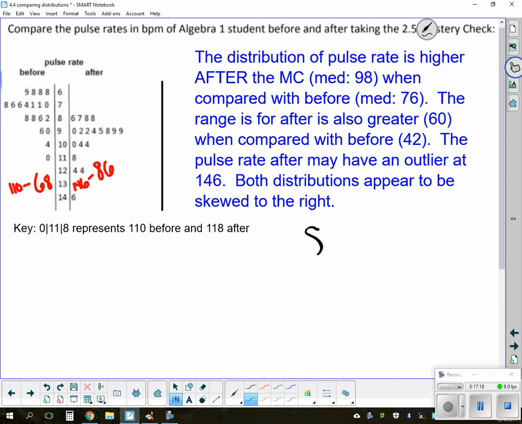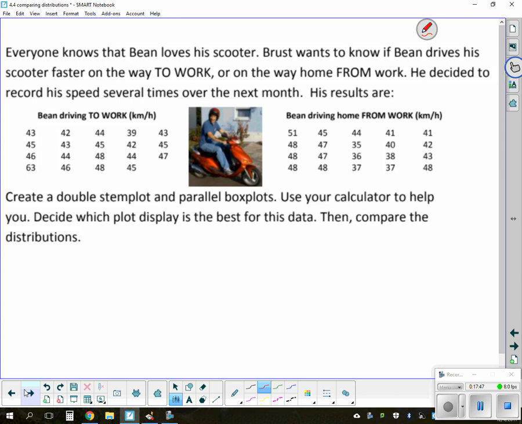So did I hit everything? Did I talk about the shape? Yep, that's the skew. Did I talk about the outlier? Sure did. Did I talk about the center? Yep, I see some median work here. And did I talk about the spread? Yep, I talked about the range. Okay, so you guys should be doing something just like this, complete sentences, making sure you hit all 4 of those pieces.